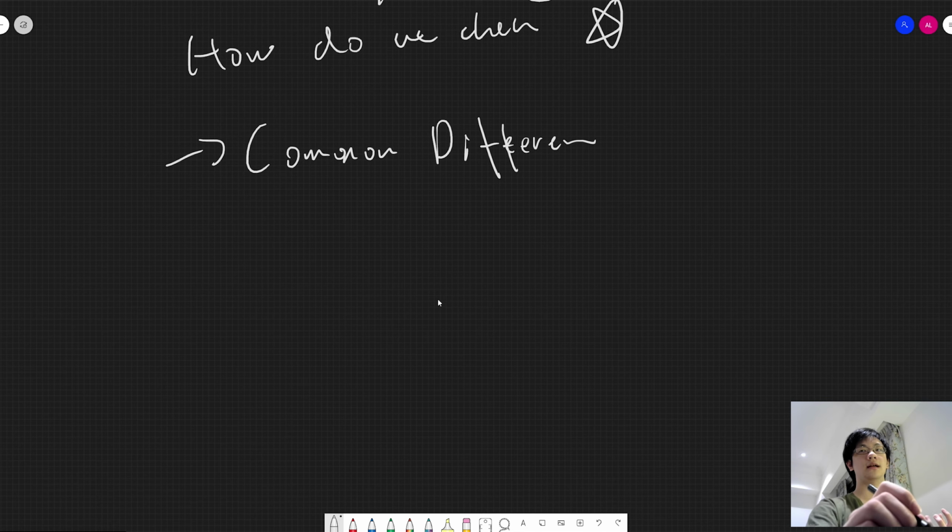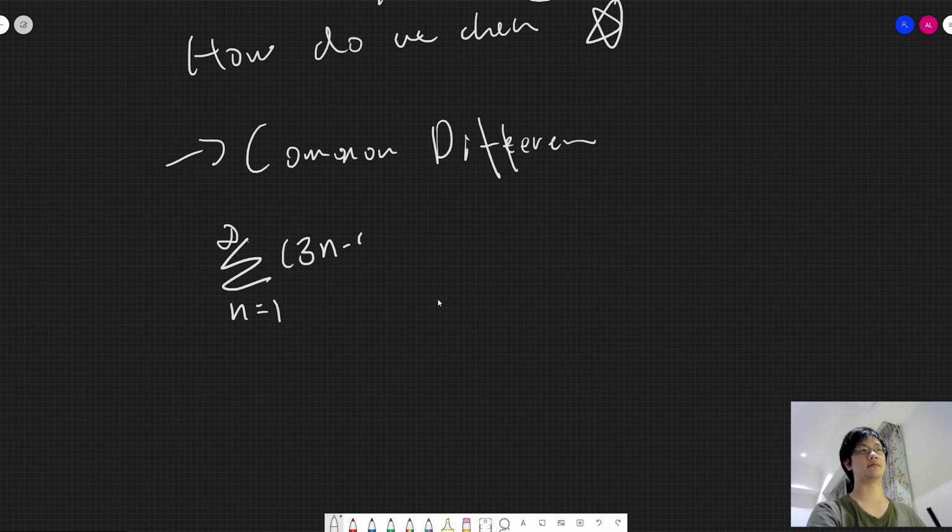So let's give an example. If I have sigma, n equals 1 to infinity, that means my sequence just keeps on going until infinity. And then let's say my expression is 3n minus 4. Then my common difference can be represented as un minus un-1, right?